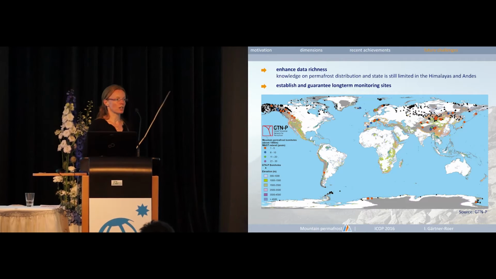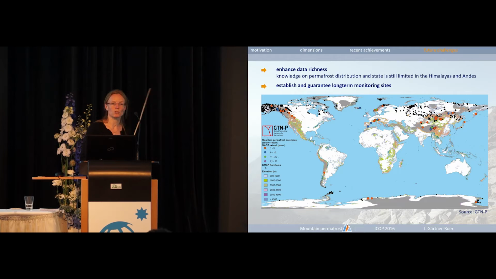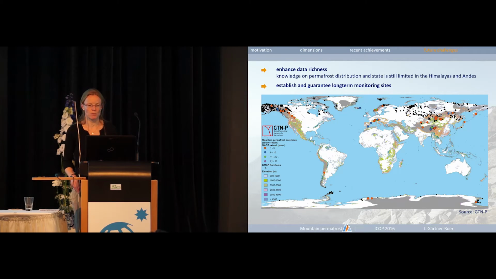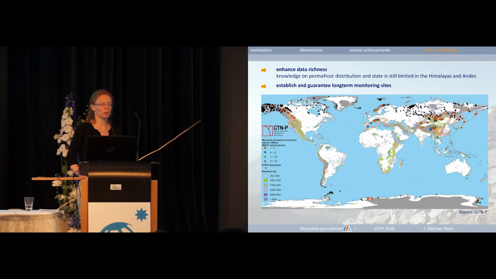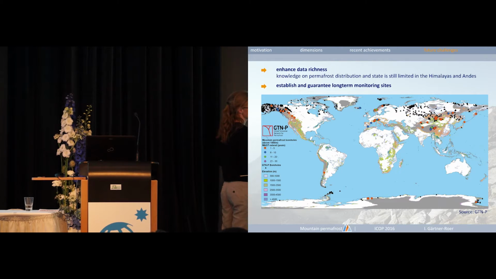So what are the future challenges then? So I think one point, we saw a lot of data now which is concentrated in the Alps, and we know that there are areas in Scandinavia that also have quite good data series and long-term monitoring series. But as we see here from the GTNP sketch, we have some lack of data in some of the mountain regions, especially the Andes and also the Himalayas. So I was quite astonished about this network.